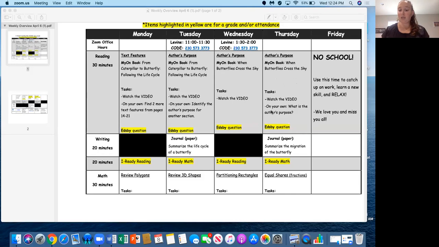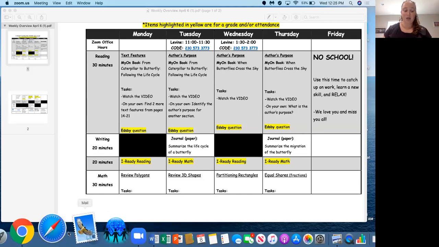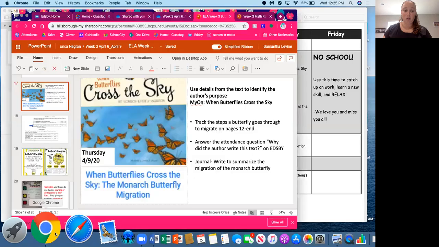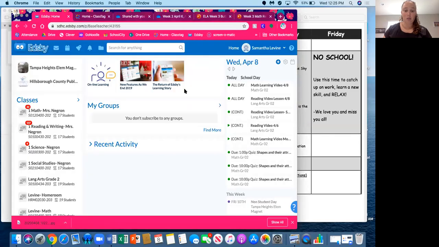And then your focus is on, on your own, thinking about what is the author's purpose. So why did the author write this text? And that's actually going to tie into your Edsby.